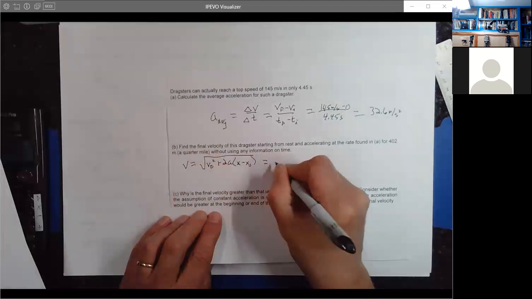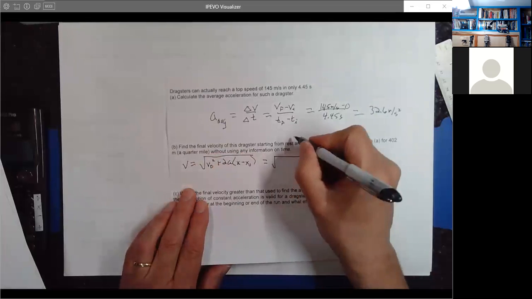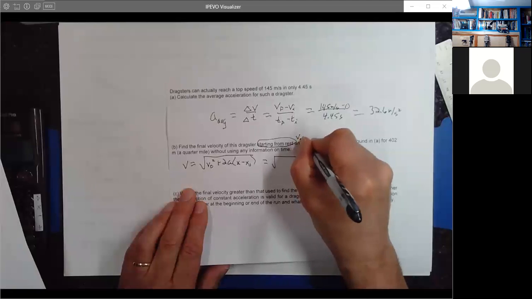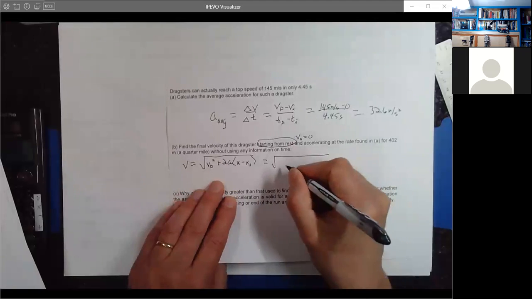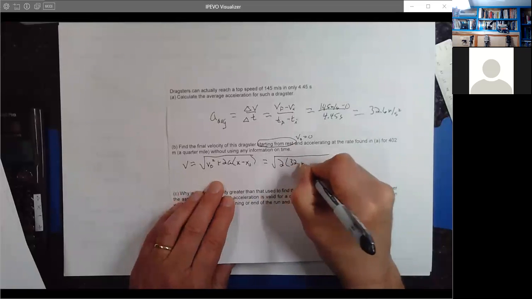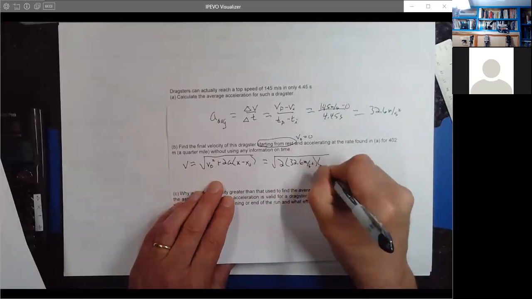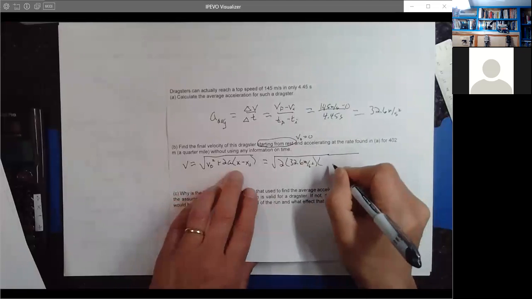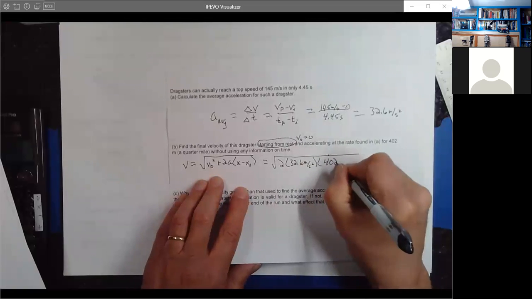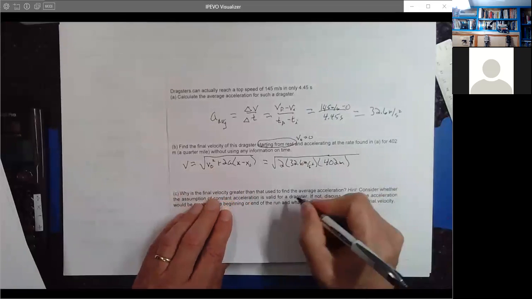So I just plug in the numbers that I have here. Well, v naught is actually 0. It starts from rest, so starting from rest tells me that v naught is equal to 0. So inside here, I'll just have 2 times the acceleration, 32.6 meters per second squared, times delta x. That's the 402 meters they give me. And I think that's all. Okay, just plug in the numbers.